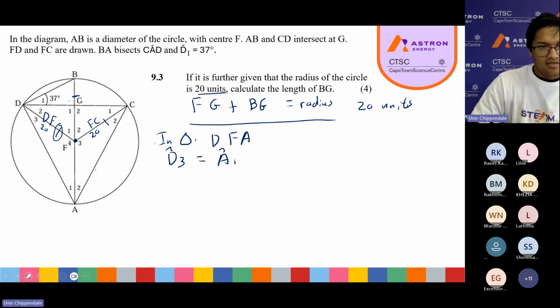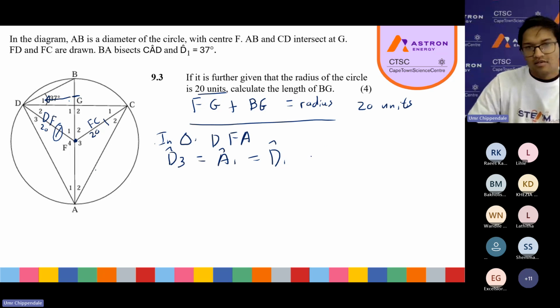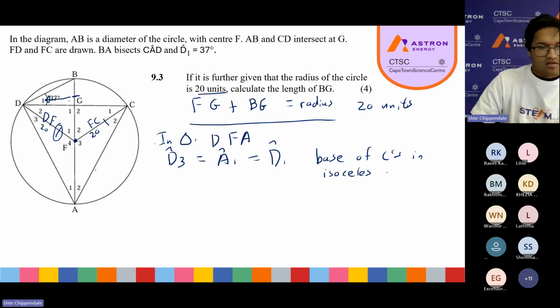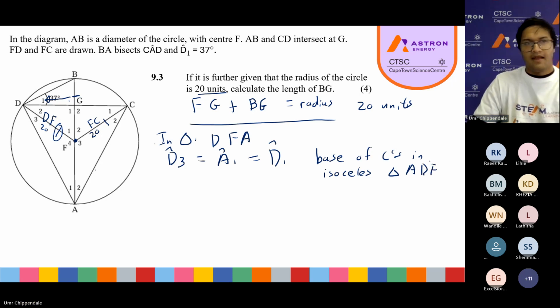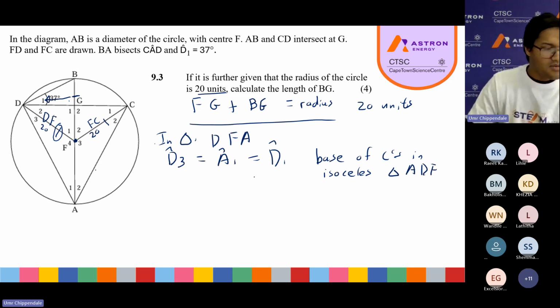Same reasoning. We bring this up. This over here represents this entire section. So that angle that we have over here is going to be equal to angle D1. And why is this? Base angles in isosceles triangles. Which triangle is that? ADF. Now that's how we're going to go over there. So that's how we can state all of this looks right.